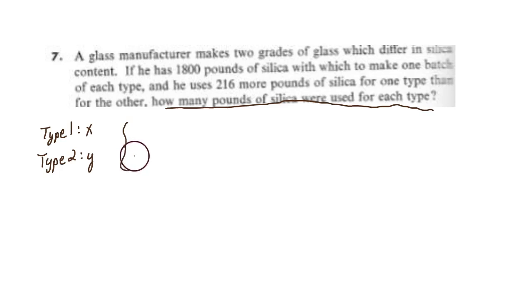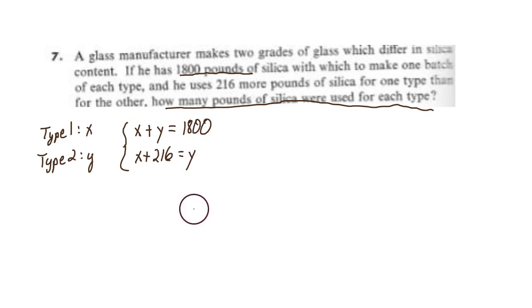Let's reread the paragraph to come up with equations. He has 1,800 pounds of silica to make the 2 types of glass. So the silica used for type 1 plus the silica used for type 2 is equal to 1,800 pounds. Another clue is he uses 216 more pounds for one type than the other. So x plus 216 is equal to y.